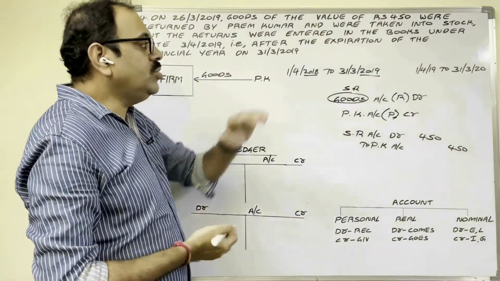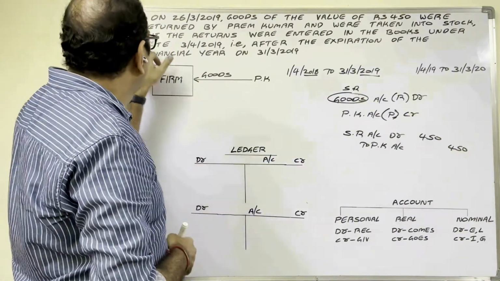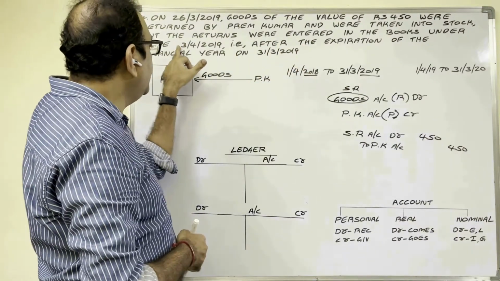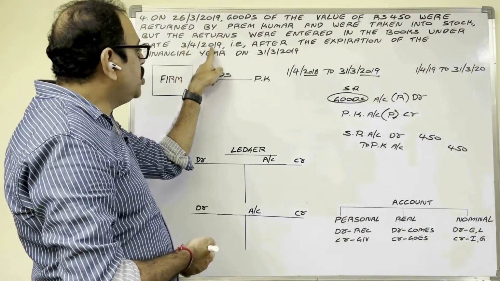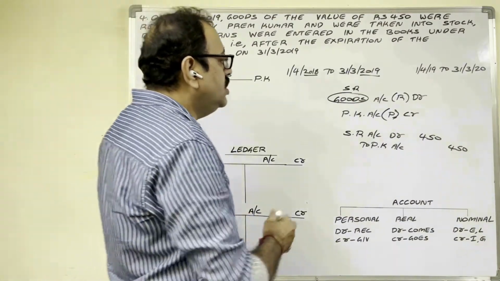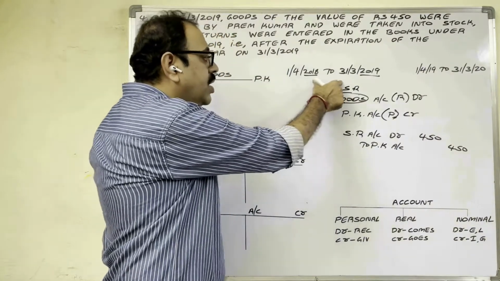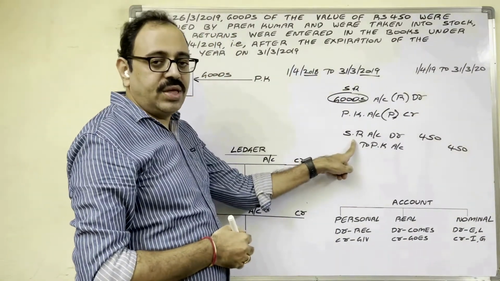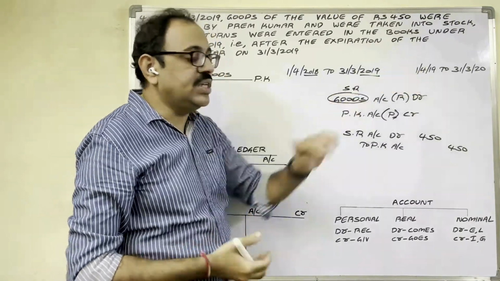Now see what is the mistake. And were taken into stock. Physically we have taken the stock in current year only. But the returns were entered in the books under the date 3rd April 2019. 3rd April 2019 falls in next year, no? So goods are returned by the customer in current year. In current year we supposed to write this entry. By mistake, accountant wrote this entry in next year.